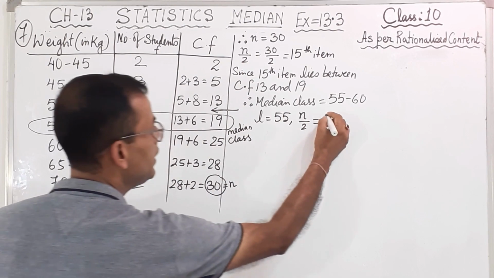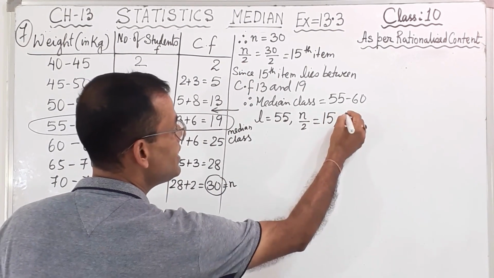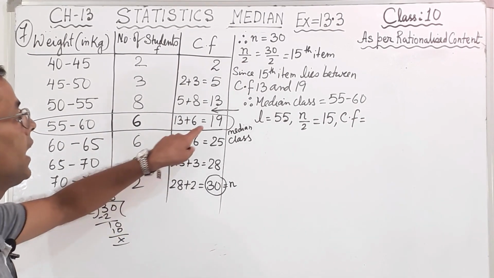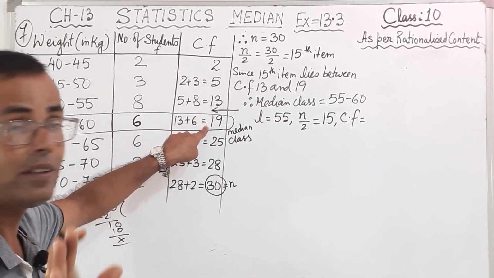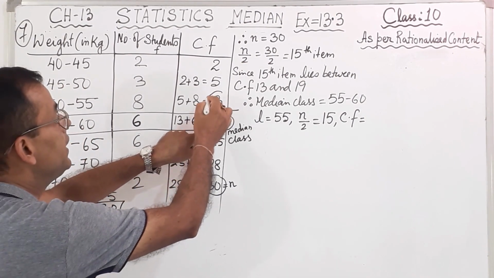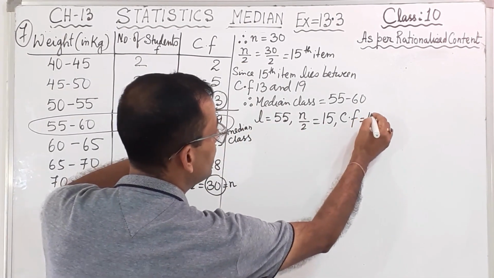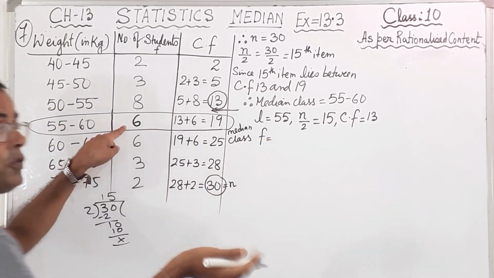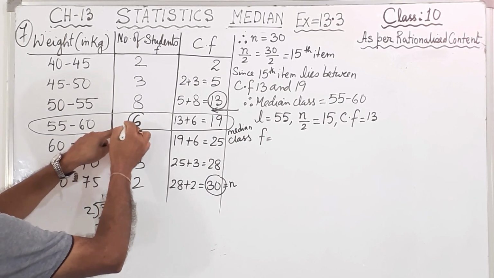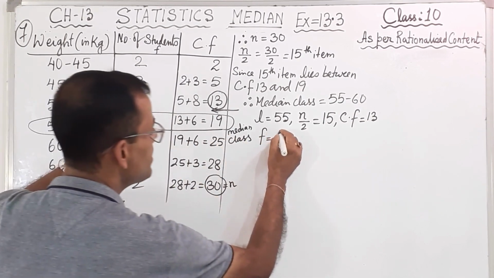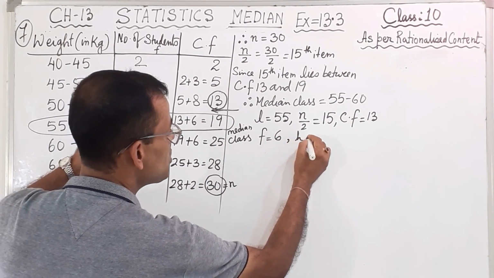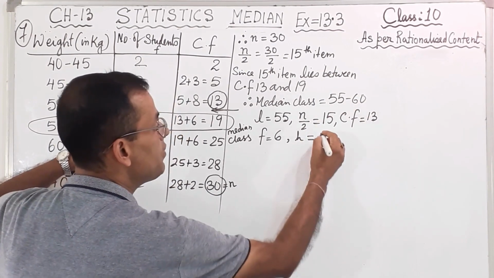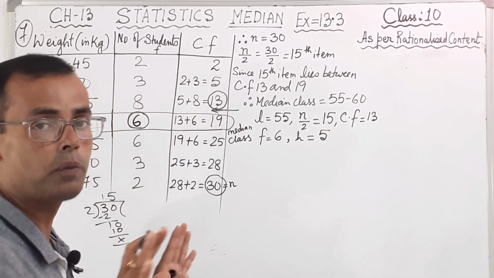Then n by 2 is how much? N by 2, 15. So we will write 15. Then CF is how much? Cumulative frequency before the median class. In the median class, the cumulative frequency is 19. Before that, it is 13. So we will take 13. Then F is the frequency of the median class. It is 6. And the last one is H. H is the gap, 55 to 60. So 60 minus 55 is 5. All the information I got.